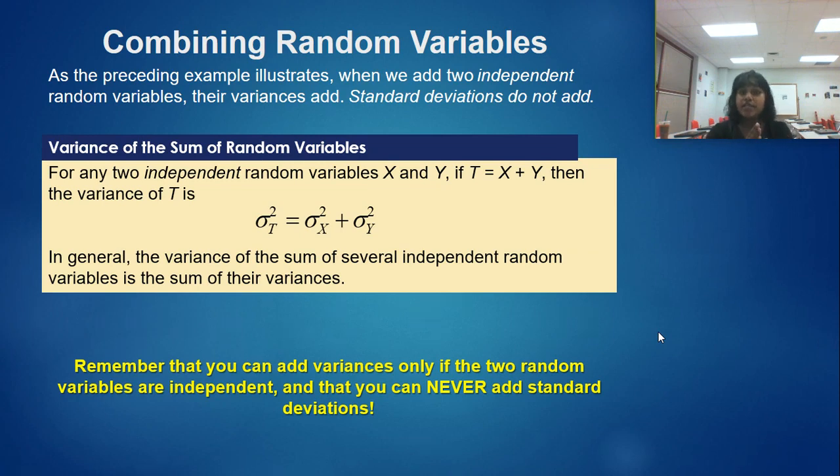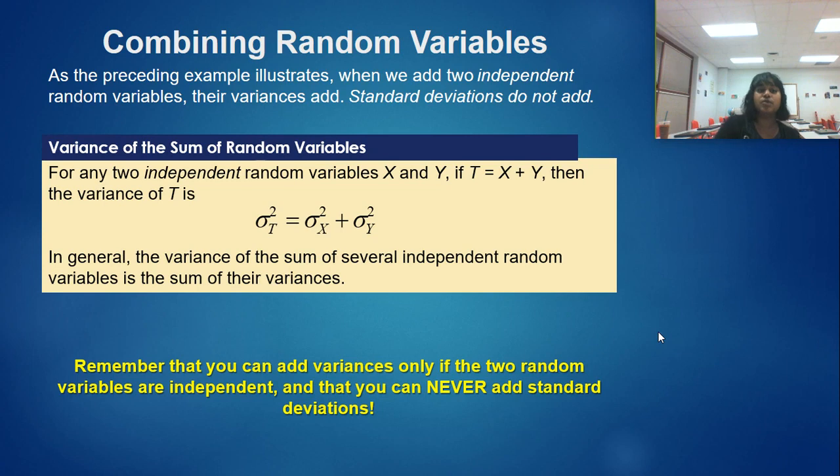But I keep saying that word because I want you to read the yellow bolded information. You can add variances of 2 random variables if they are independent, but you cannot add their standard deviation. Either on this slide or in a previous one or in one of our videos, I showcased that we weren't actually adding standard deviations. We squared our standard deviation to look at the variance. Because remember, the square root of the variance is standard deviation. Standard deviation squared is variance, and you can go back and forth.